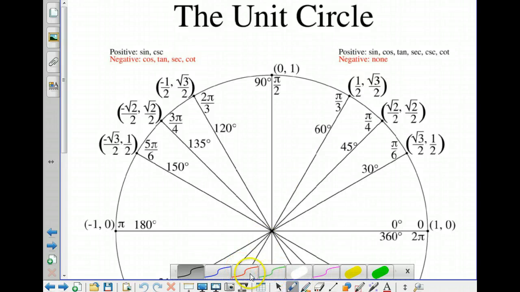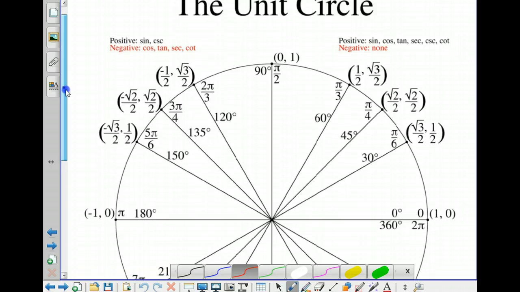Okay, for today what we're doing, the unit circle. Being able to generate it in 5 minutes is not the biggest skill that you need in math. I would compare the unit circle to a multiplication table.